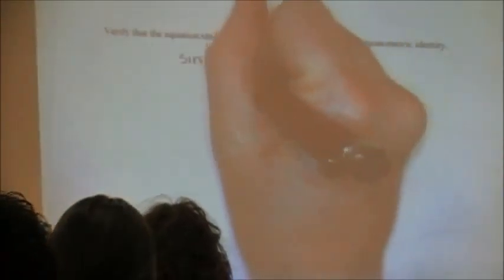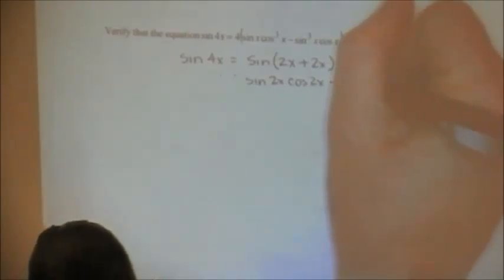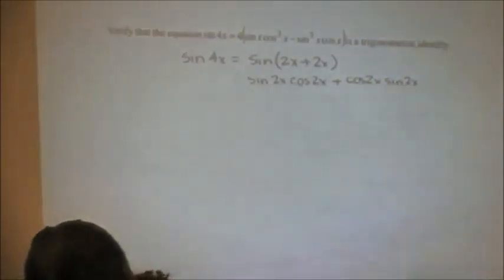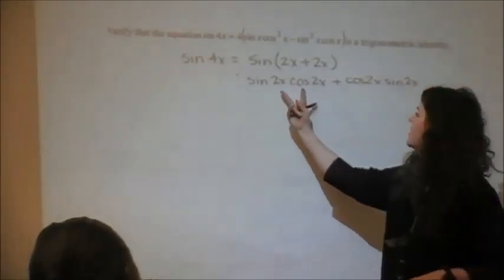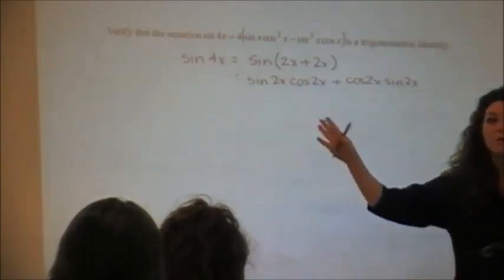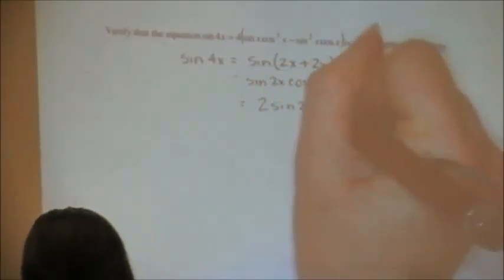Okay, so this is going to be sine 2x cosine 2x plus cosine 2x sine 2x. Now, addition and multiplication are commutative. So does everybody agree that these two, even though cosine is listed first here and sine is first there, are the same, right? So I have 2 of them, so I can put them together and make it 2 sine 2x cosine 2x.